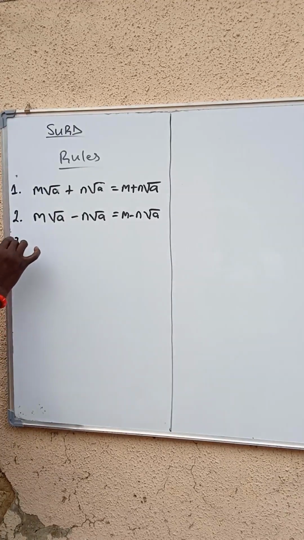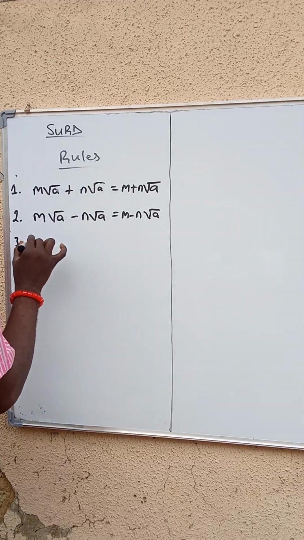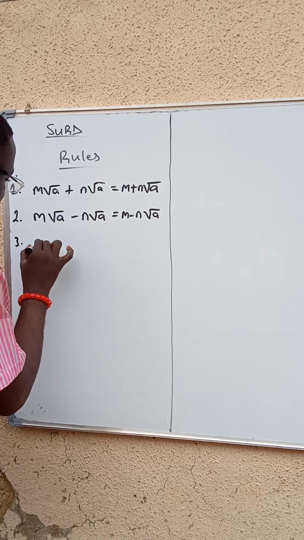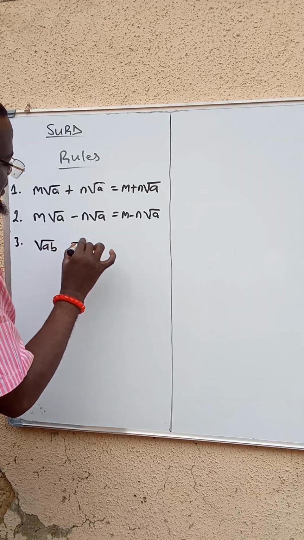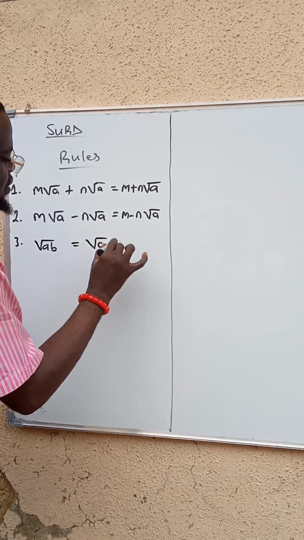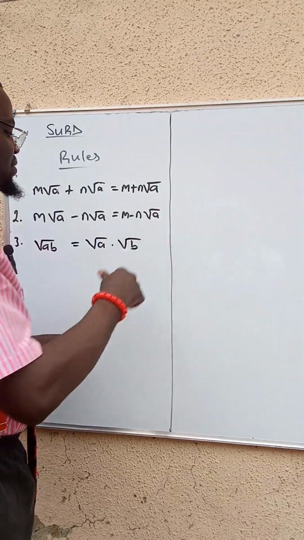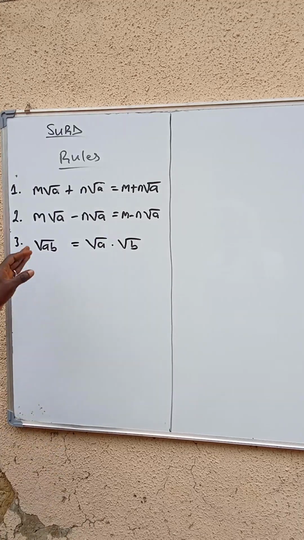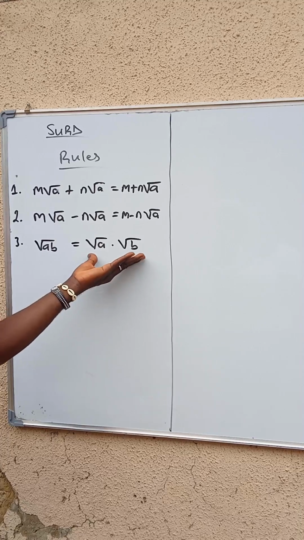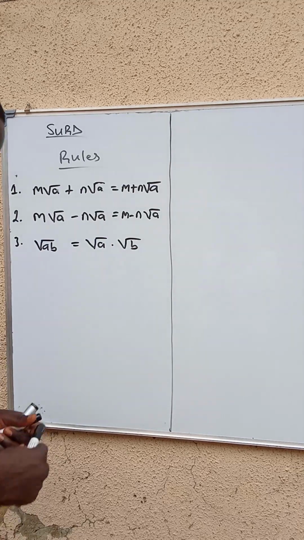Now, we have number 3. If I have root AB, this is the same thing as root A dot root B. This dot is for me not to be writing the multiplication sign. It is multiplication. Now, why did I write the root? In multiplication, the surds, if they're in this form, you can separate them, and if you are taking them back to this place, it's still the same thing.